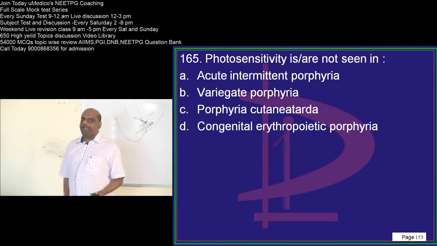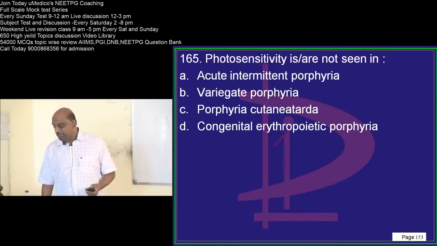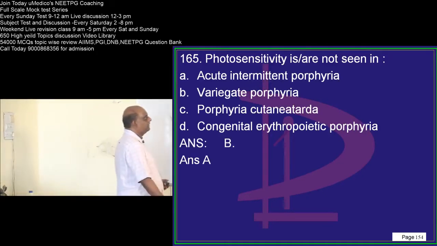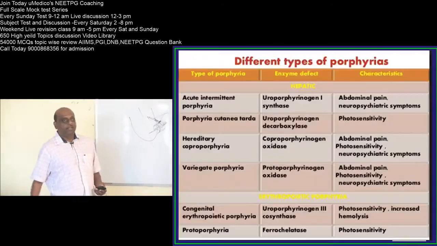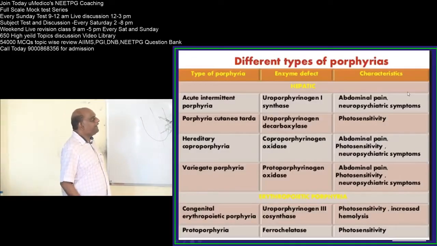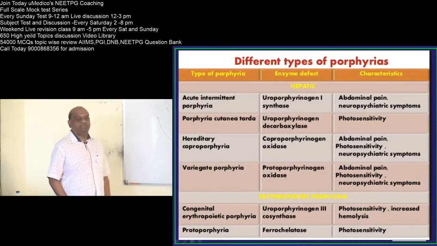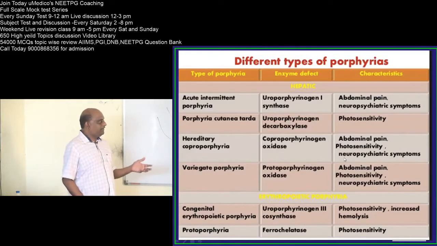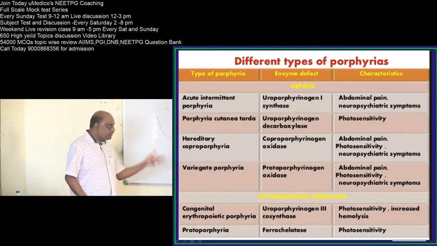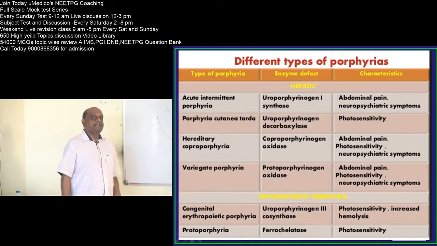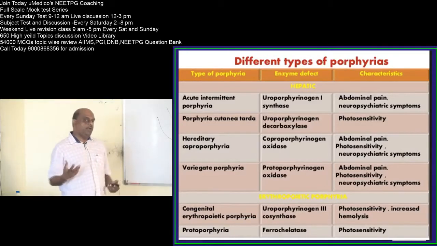In which type of porphyria is photosensitivity not a feature? Acute intermittent porphyria, correct answer is A. So there is abdominal pain and neuropsychiatric symptoms. Whereas in porphyria cutanea tarda, hereditary coproporphyria, variegate porphyria, there is photosensitivity. Similarly, in congenital erythropoietic porphyria and protoporphyria also there is photosensitivity. So you must know the differences between hepatic porphyrias and non-hepatic porphyrias, what enzyme is deficient, what is the clinical presentation, where you have psychiatric symptoms, where you don't have, everything you have to be doubly sure.